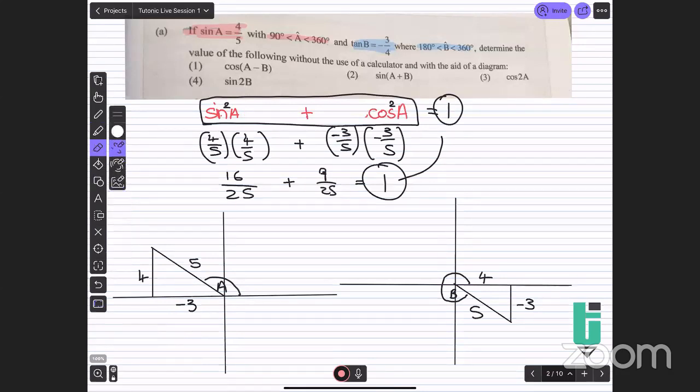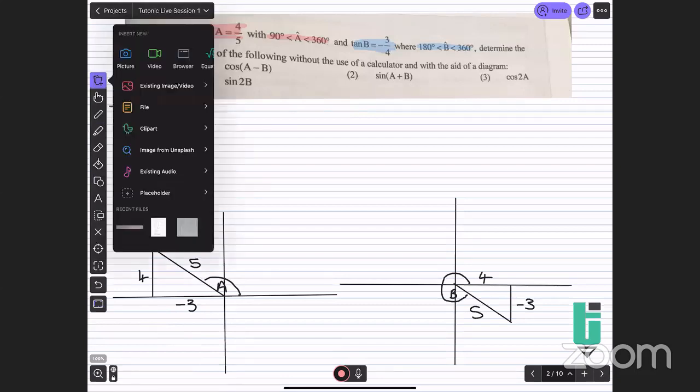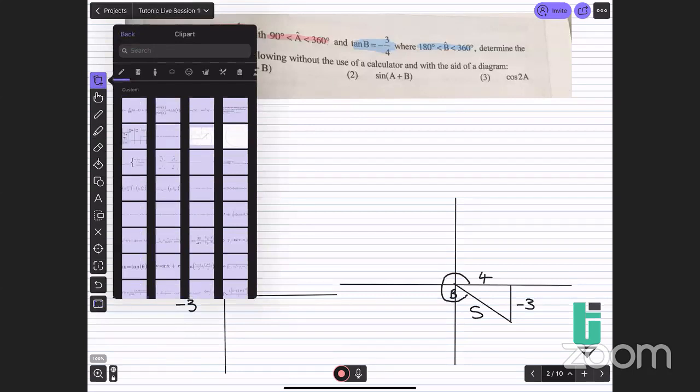Okay, so next one, cos of 2A. Does that remind you of something? How many identities do you know for cos of 2A? Double angle. So 3.